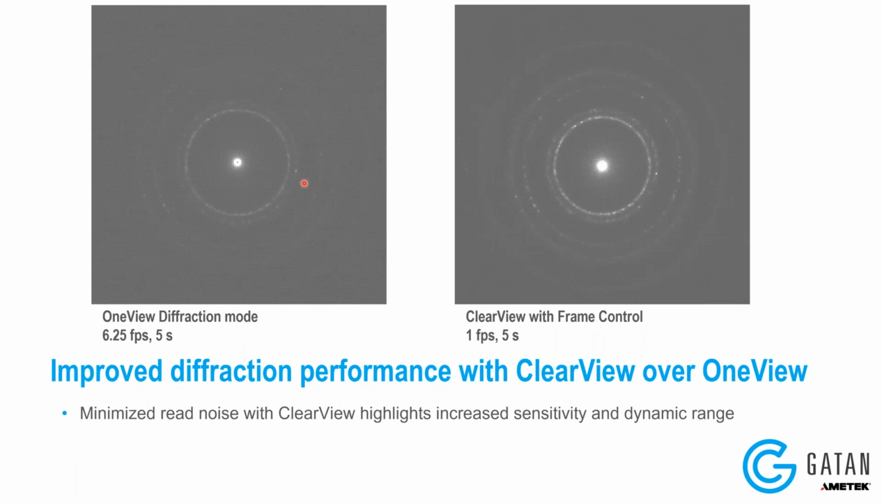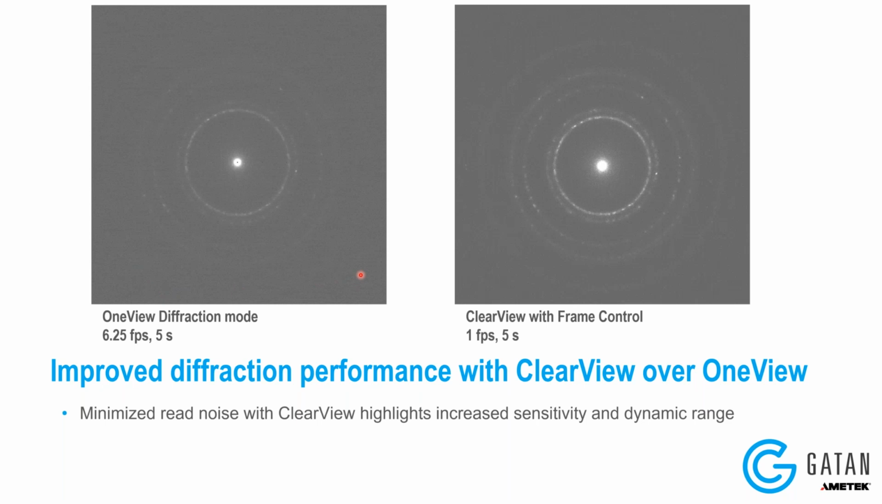Here's another nice comparison with the OneView camera and the ClearView camera. So on the left is a diffraction pattern from the OneView camera. The camera is running in diffraction mode. And on the right is from the ClearView camera, and I'm running it at 1 frame per second and 5 seconds exposure here. So some people may say, what's the contrast limits? Are the contrast limits the same? Yes, they are the same, and they were determined based off the OneView diffraction pattern here that we're showing on the left.